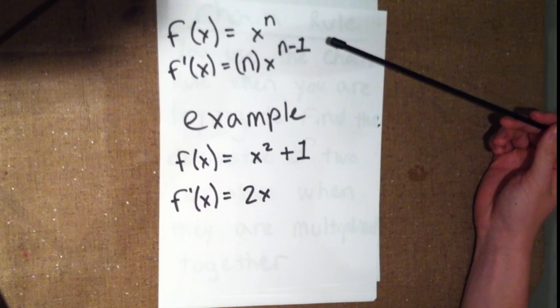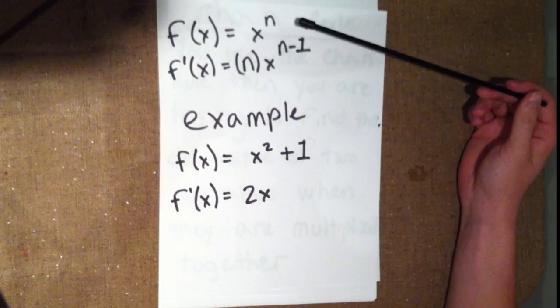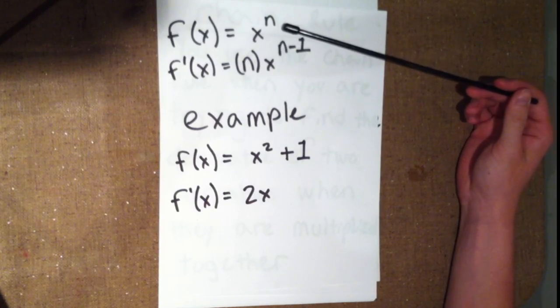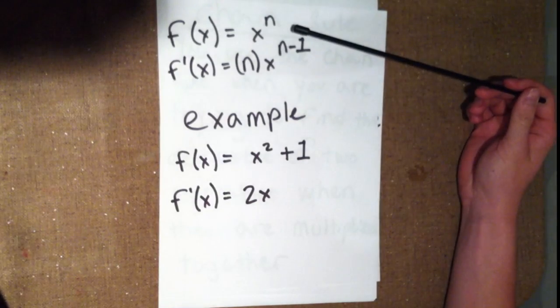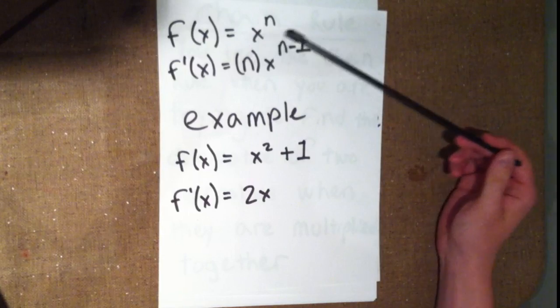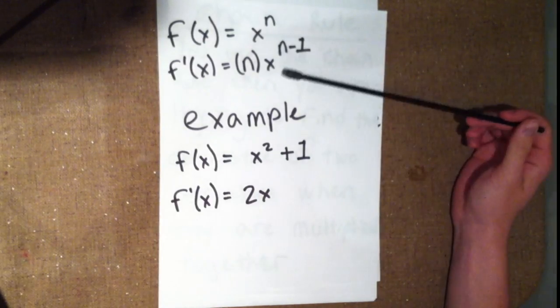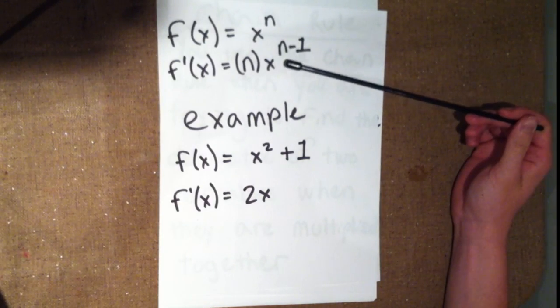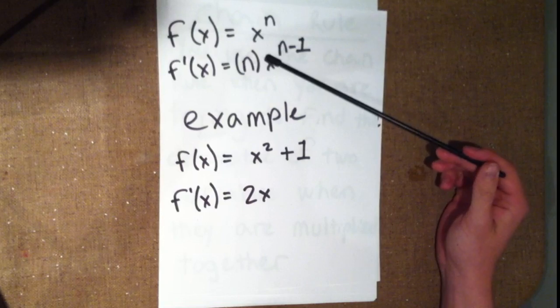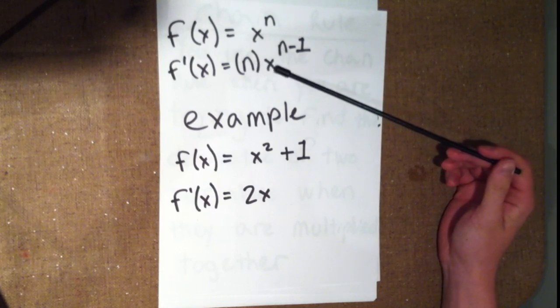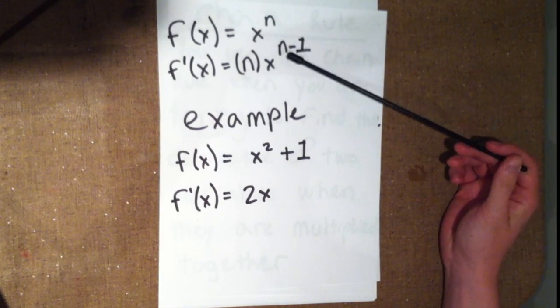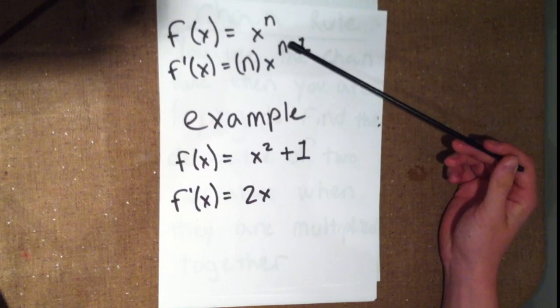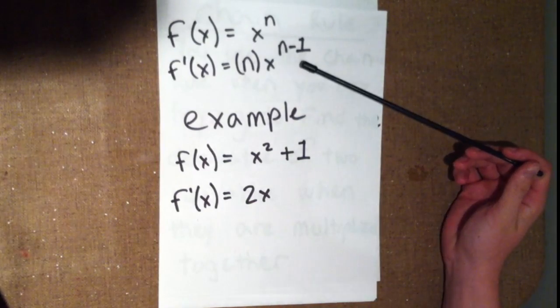Alrighty, so I'm going to first talk about how to find the derivative of just a single variable. So we have this basic equation here, f of x equals x to the n power. Now, to find the derivative of this, we simply take n, bring it down, make it a coefficient. Then we have our variable x. And then our new power will be n minus 1.